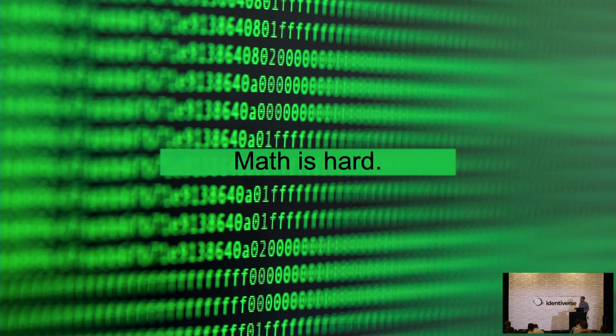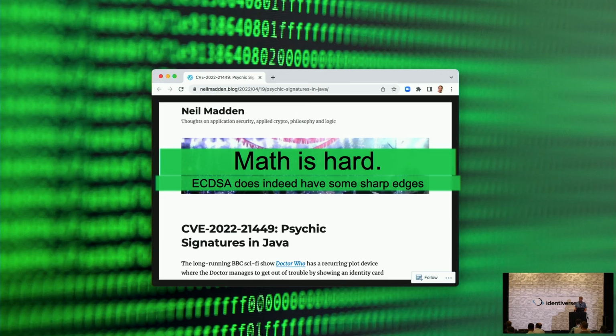And then we get to math. Math is hard. It's particularly true with public key cryptography math. Neil Madden recently... sorry, I need to read my own notes here. Elliptic curve digital signal algorithms does indeed have some sharp edges that are not apparent to the casual user.